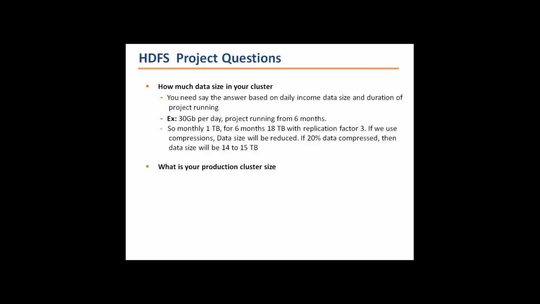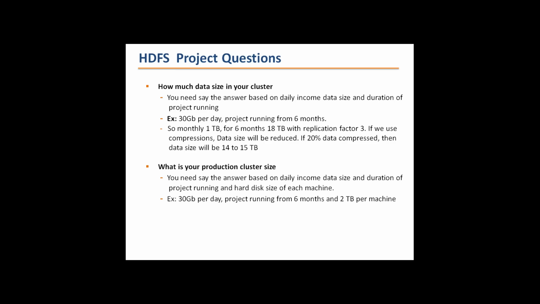Generally the development cluster will have 4 to 5 machines. Sometimes maybe it will have 7 or 10 machines. It is used if you want to test your MapReduce job, your Hive queries, or Oozie, anything. But the production cluster size depends on the incoming data size, the duration, and the hard disk size of each machine. Depending on these three things, we can decide the production cluster size.